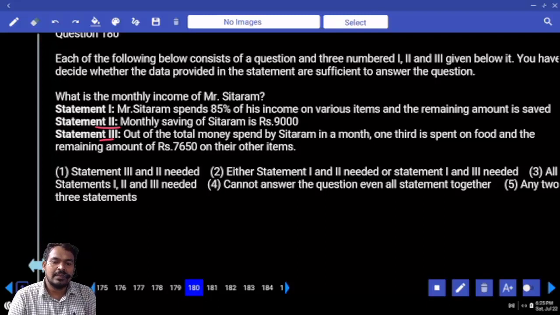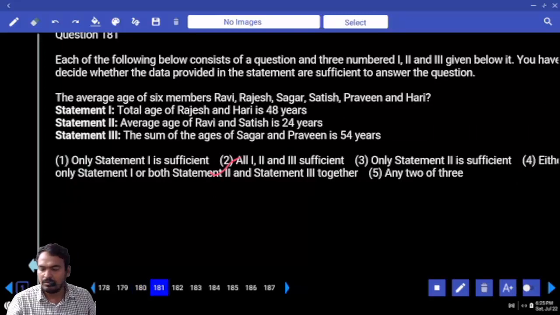No. Second and third is possible? No. Answer is 1 and 3 are, 1 and 2 are not. Then answer is either 1 and 2 or 1 and 3. Which option? Second option. Next, 181.